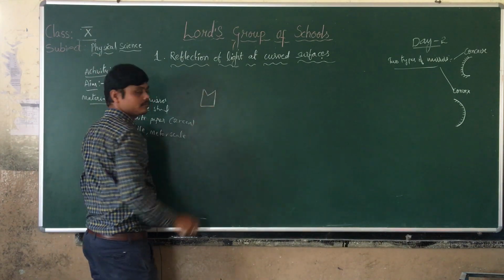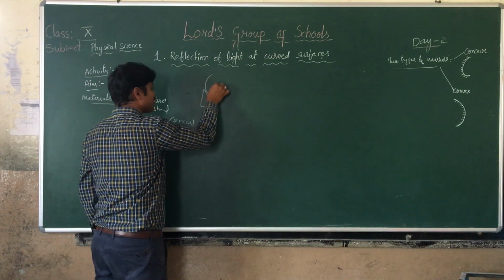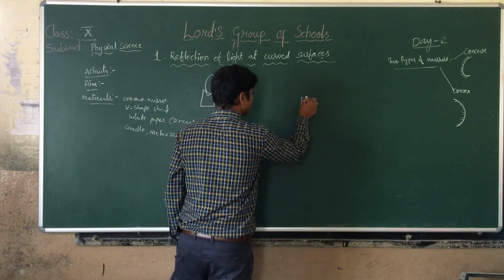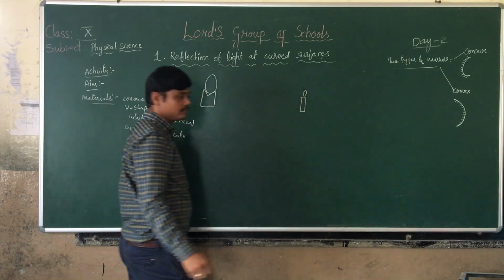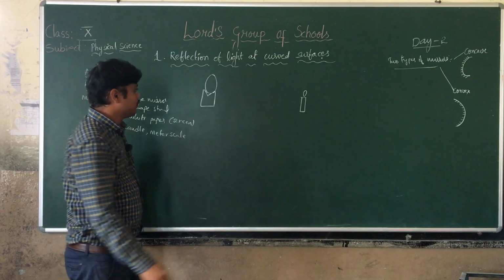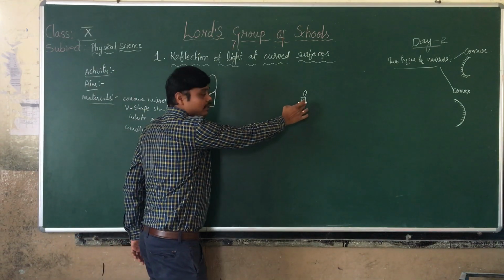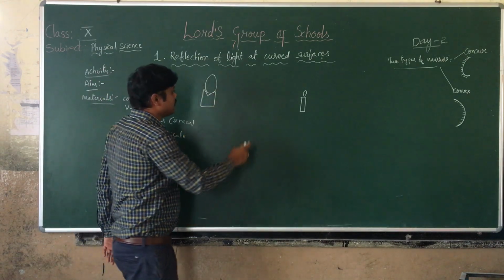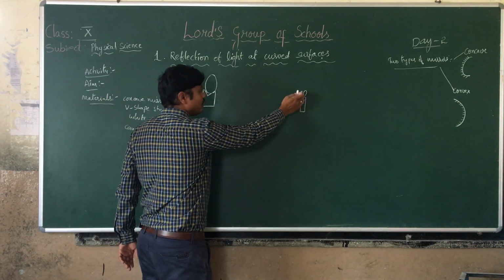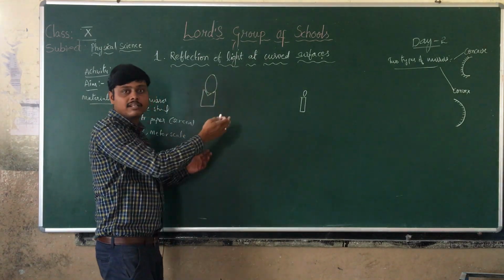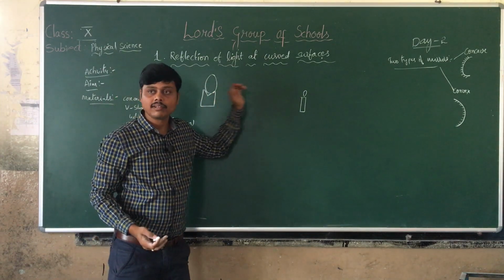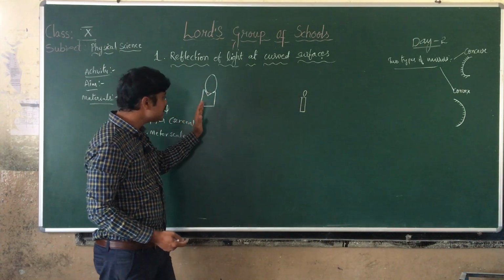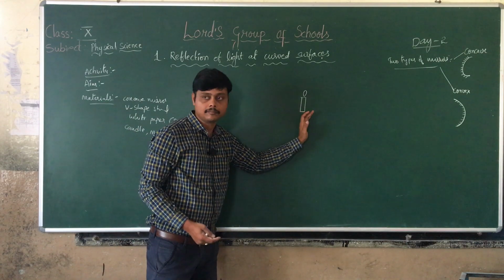This is a V-shaped stand, and we are arranging a concave mirror here, and here an object is placed, a candle. Obviously some light rays are coming from the candle and falling on the concave mirror. Obviously the concave mirror will reflect the light rays, and you can see the image of this candle somewhere between this V-shaped stand and the candle.